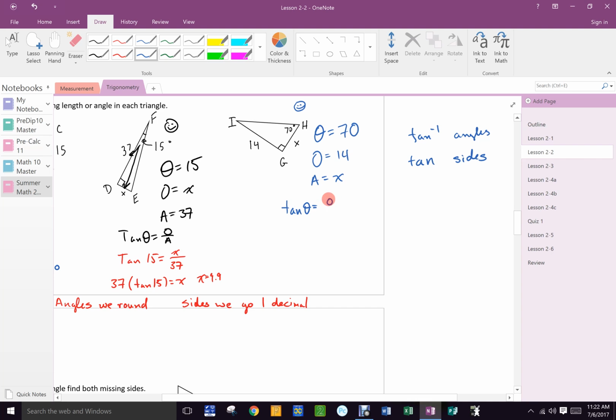Tan theta equals O over A. What's theta? 70. What's O? 14 over X. Now I just do algebra, which is cross multiplying, right? The shortcut is this. When the letter's on the top, we multiply. When the letter's on the bottom, we divide. So X equals 14 divided by tan 70. And what does that give you? 5.1, because it's a side, so we like 1 decimal place.